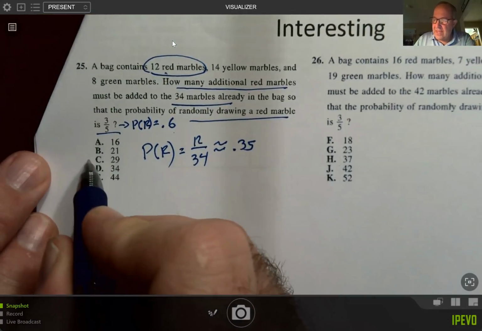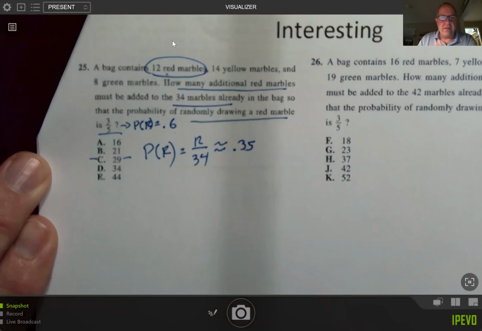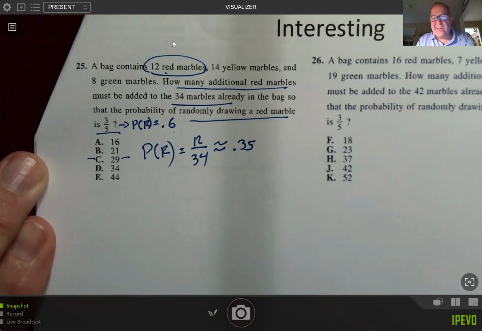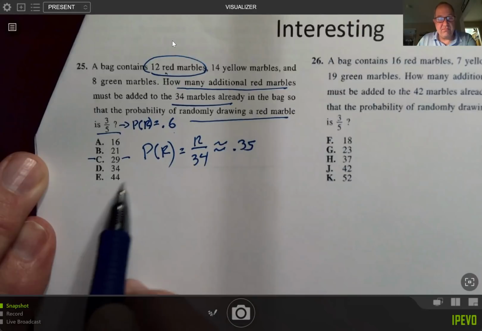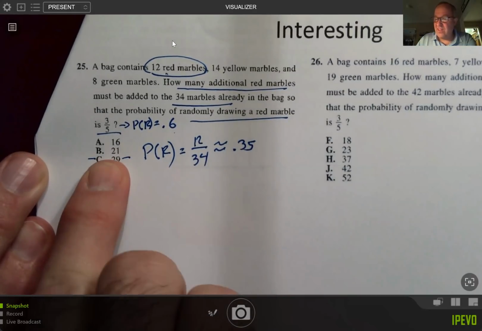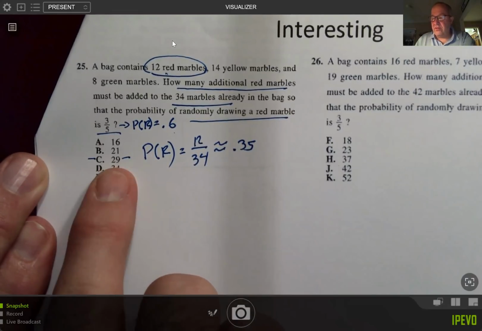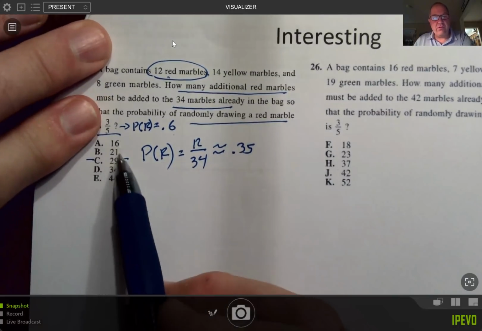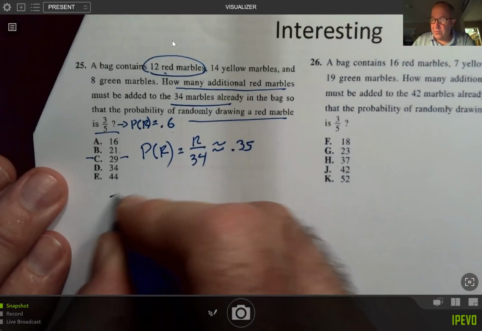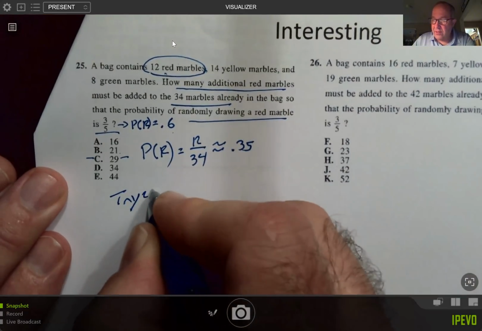So I'm going to guess the middle number, 29. And here's why I'm going to do it. If 29 is too many marbles, well, then guess what? So are these. It gets it down to a 50-50. Let's say 29 was too little. Well, then 16 and 21 are also too little. So I'm going to try 29.